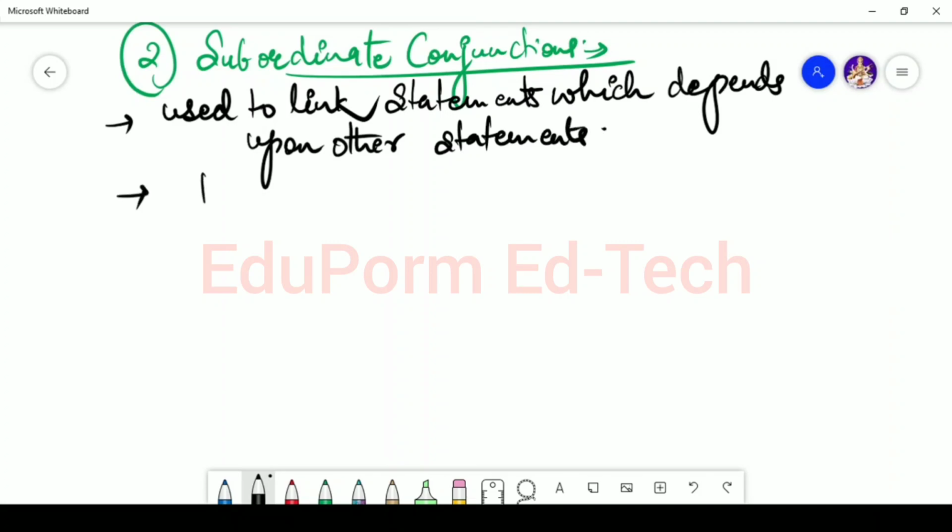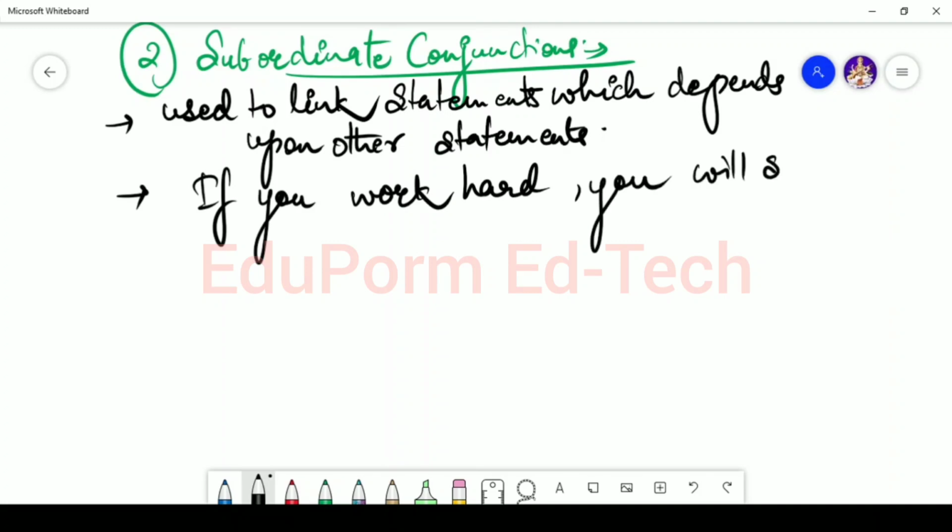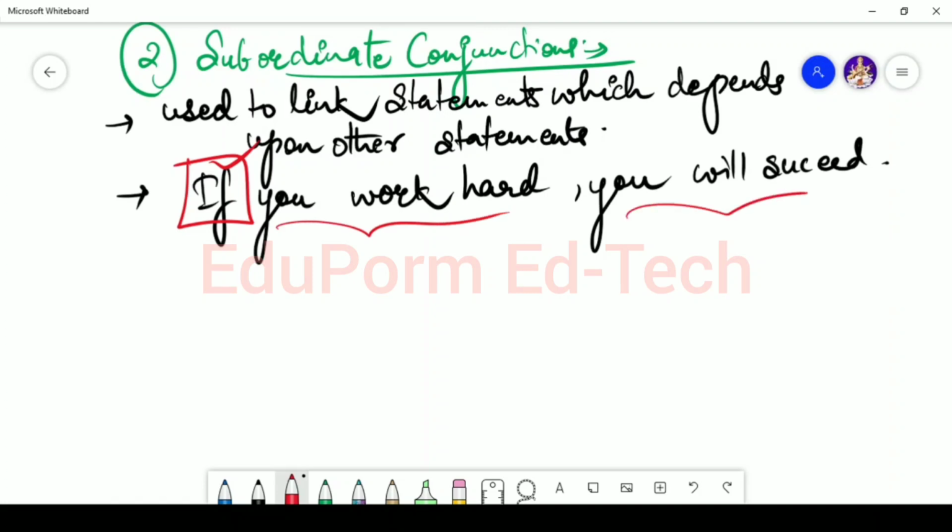Let's say, for example, if I have to say that if you work hard, you will succeed. Here the use of "if" is a conjunction, and I'm linking one statement with another. अगर आप मेहनत करोगे तो आपको सफलता मिलेगी. So when I'm saying that if you work hard you will succeed, I'm actually trying to link one statement with another statement. I'm trying to link this first statement, you work hard, with you will succeed. Or if I say that he will come after you, again it is used to link a statement which depends upon another statement.